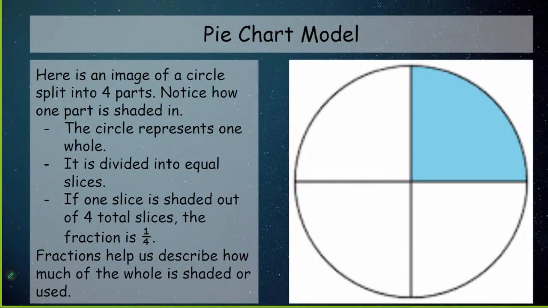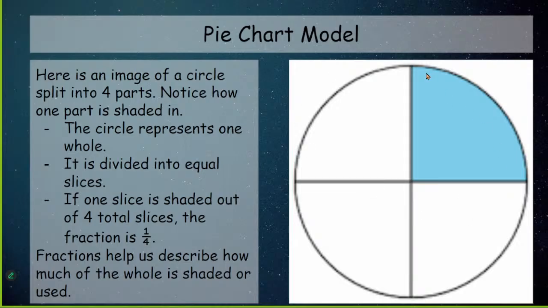Here is a pie chart model. This is a pie chart. It's a circle divided into different parts. Notice how one part is shaded. This is a circle split into 4 parts. Notice how one part is shaded in with this color of blue. This whole circle is one whole, okay? It's divided into equal slices. How many slices is it divided into? It's divided into 4. See? There's 4 parts of it. 1 here, 2, 3, 4.